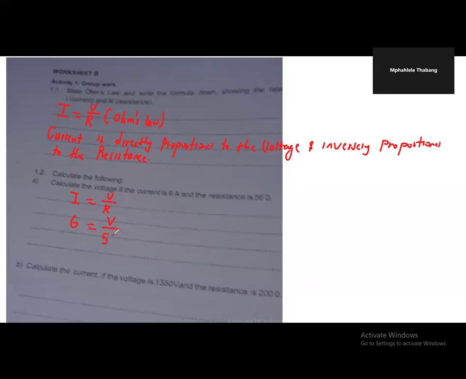I equals 6 over 56. Obviously we are solving for the voltage, so we have to make V the subject of the formula. You can cross multiply: 6 times 56 equals 1 times V. So V is equal to 6 times 56. How much is 6 times 56? It is 336.